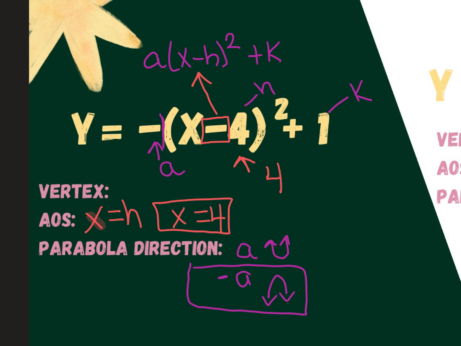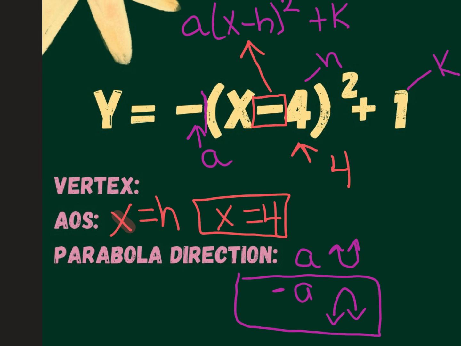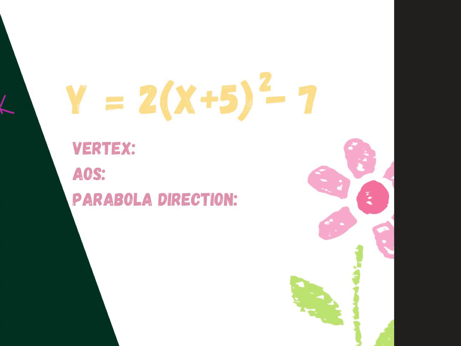And then finally, we are asked to locate and find our vertex. Remember, our vertex is nothing more than our h value and our k value. So our vertex here is 4, because that's our h value, and our k value here is 1. That's it. Try this next one on your own.